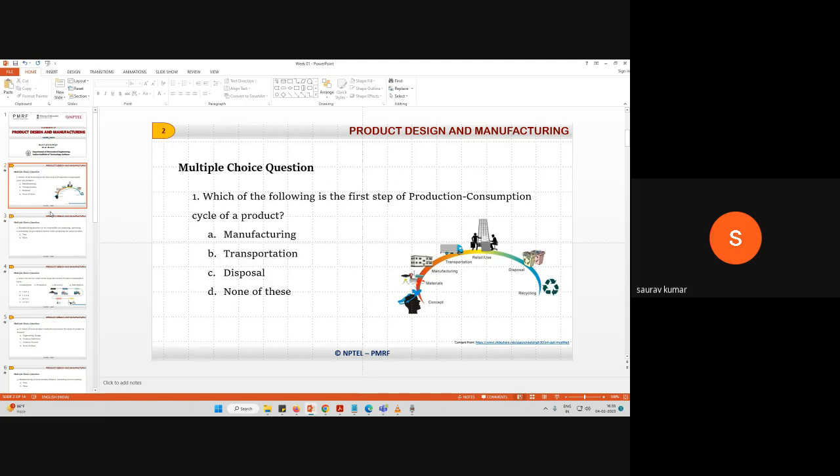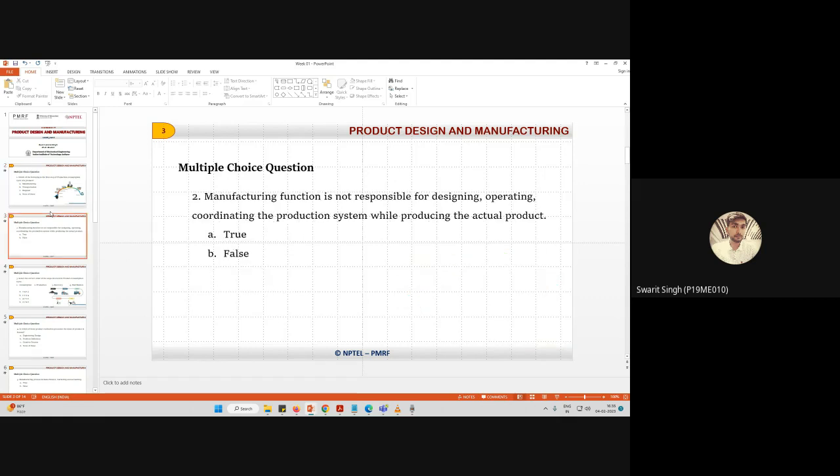Can we go to the next slide? Okay, Sujay. There is a true/false question: the function responsible for designing, operation, coordinating. Sir, it is false. Okay. Next.